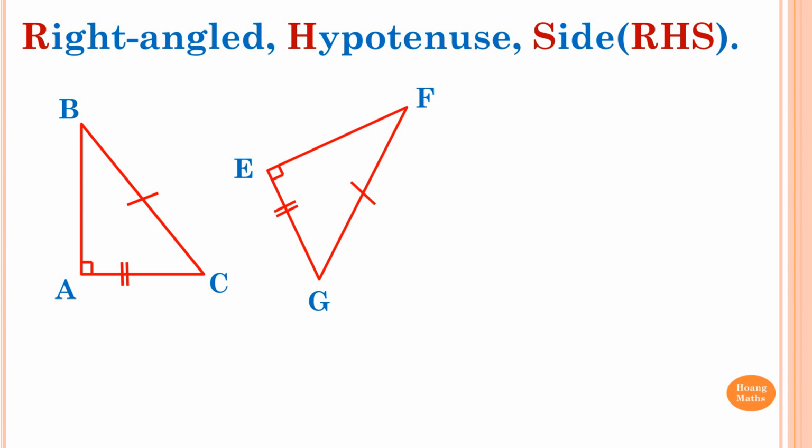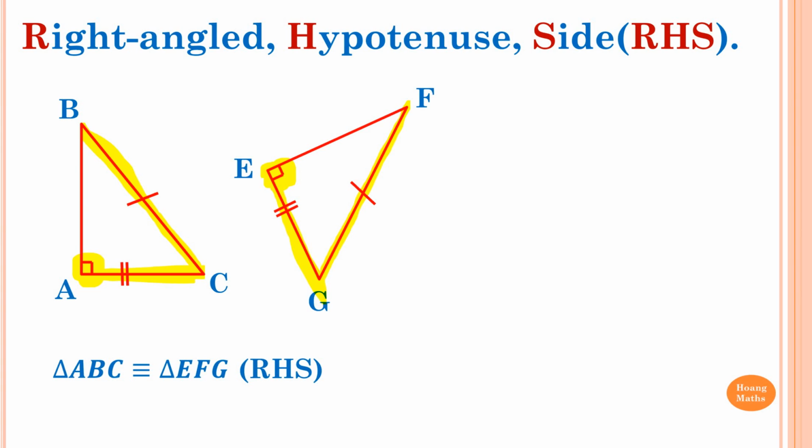Right-angled, hypotenuse, side: RHS. So we know that this angle is given, which is 90 degrees. And the hypotenuse, because the longer side is the hypotenuse, that is opposite the right angle. And this side and this side are equal. So we have a right angle in both triangles, and the hypotenuses are equal, and a side is equal. So therefore, these two triangles are congruent. And the rule we're using is RHS, right-angled, hypotenuse, side.